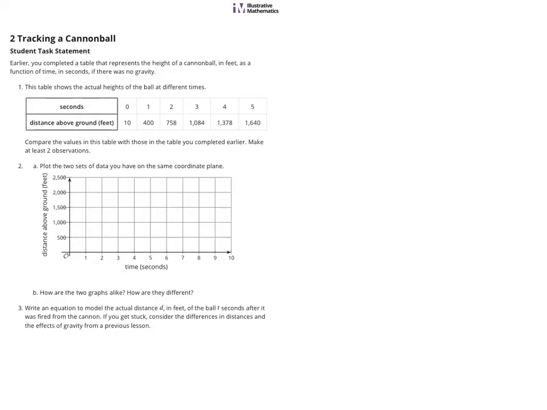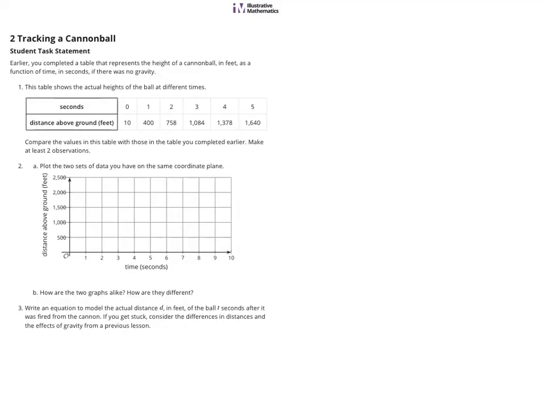So moving on. Tracking a cannonball. Earlier we completed a table that represents the height of a cannonball in feet as a function of time in seconds if there's no gravity. This table shows the actual heights of the ball at different times. Compare the values of this table to those in the table you completed earlier. Make at least 2 observations.